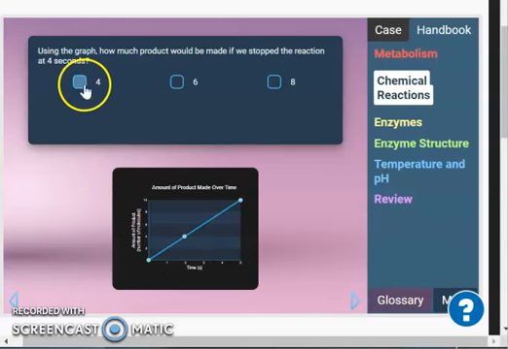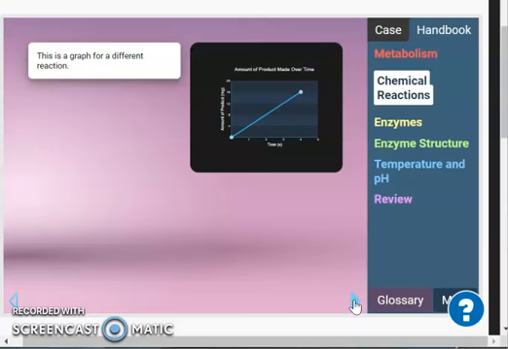Now here, using this graph, how much product would be made if we had stopped the reaction at 4 seconds? So here you would look at the graph, 1, 2, 3, 4, follow it up on the line, and then across to read this. Again, this is a question that you will have to answer and hit submit to move on. This is a graph for a different reaction.